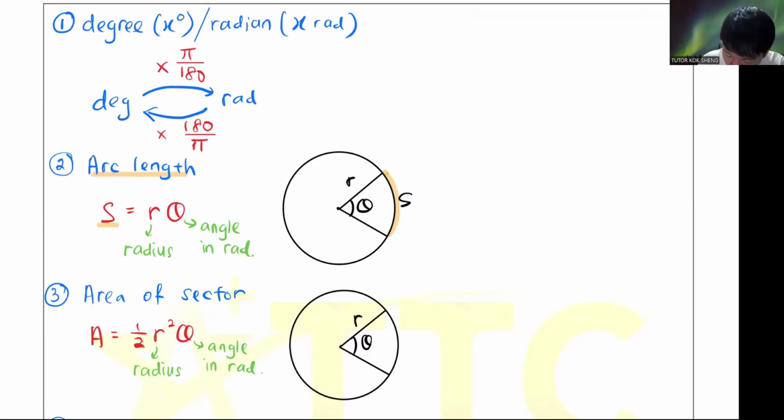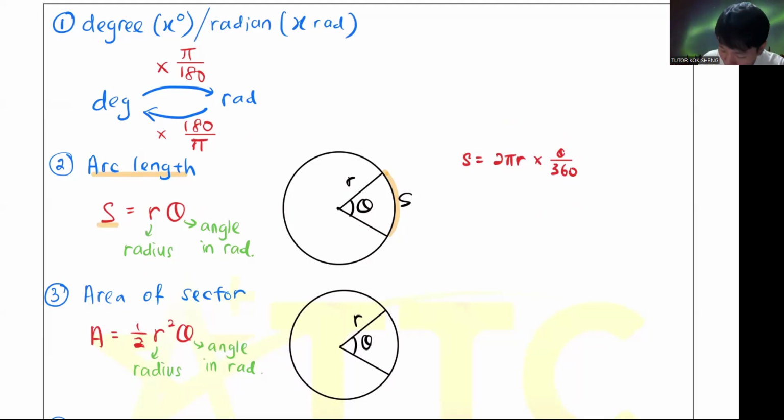So you should remember your Form 3 formula, Form 2 or Form 3, I'm not sure. Form 2 or Form 3 lah. There is a formula finding the arc length also, which is 2 pi r, which is the whole circle circumference, times it with angle over 360. There's a formula you learn in Form 2 or 3, okay, to find the circumference of the circle. So actually, this formula comes from here.